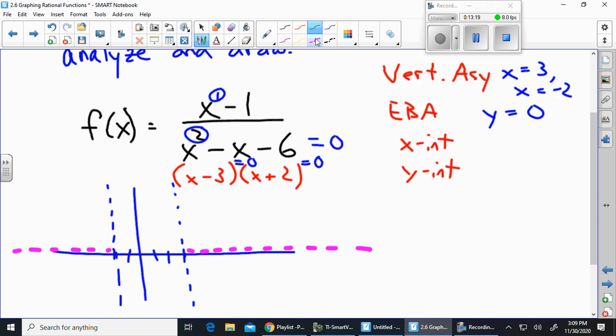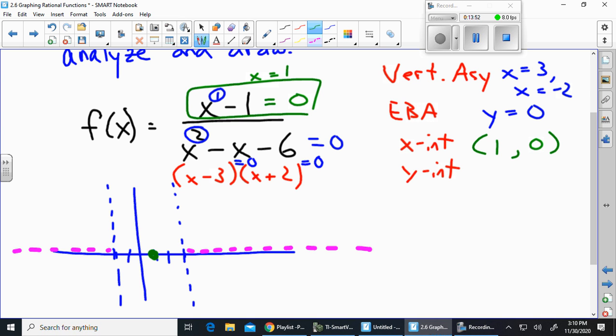X-intercept: I have to remember, for the x-intercept set the top equal to 0. Now remember, this is a point. This is the value of x when y is 0. It's not an asymptote. So you would get x equals 1. What that means is it crosses the x-axis at 1.